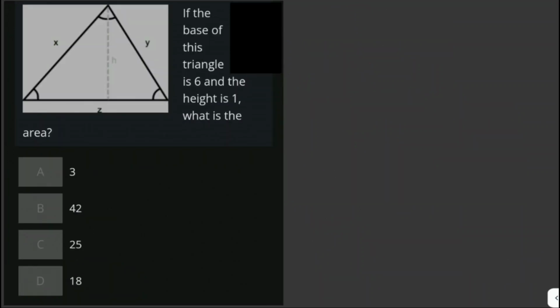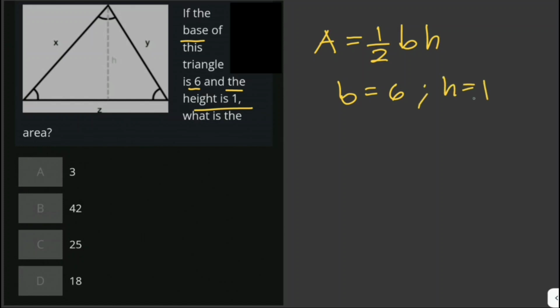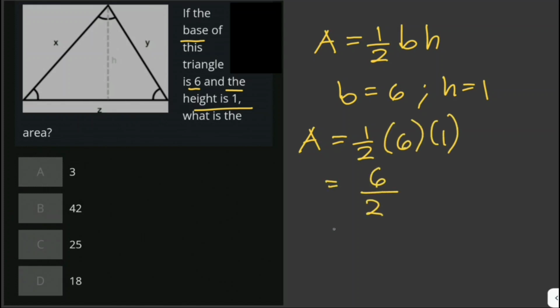Okay, let's solve another problem here. If the base of this triangle is 6 and the height is 1, what is the area? So to solve for the area of the triangle, we use the formula area equals 1/2 base times height. So we're given here the base, which is equal to 6, and then the height equals 1. Then we just simply plug into the formula. So that is 1/2 times 6 times 1. So this is 6 over 2. Therefore, the area is equal to 3. So this is our answer here.